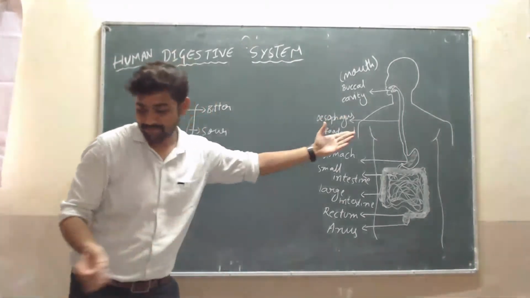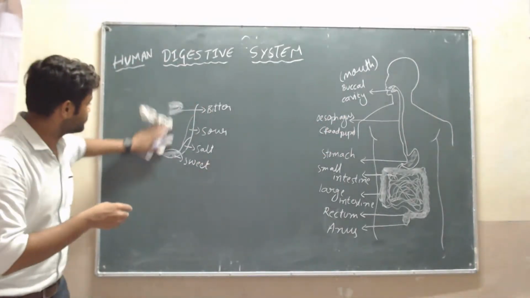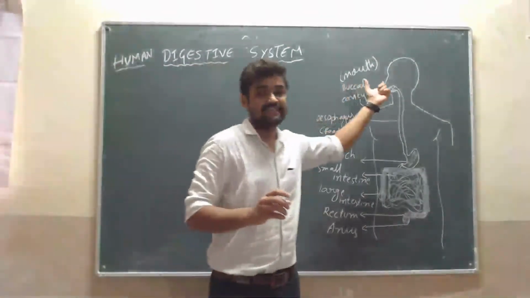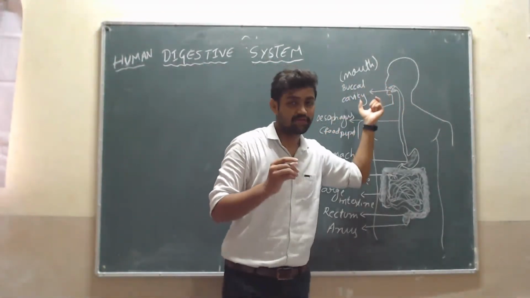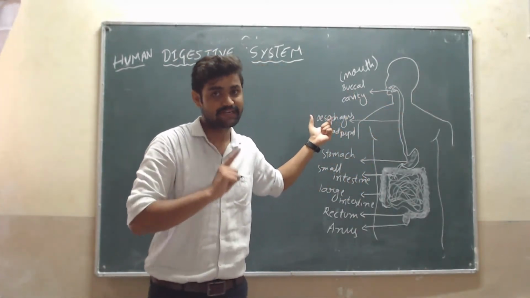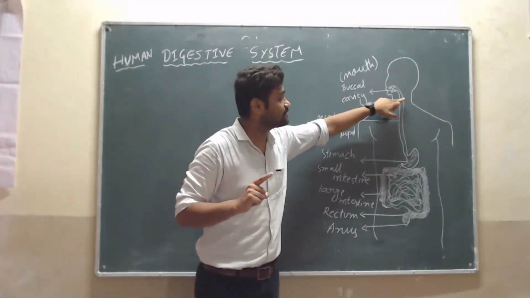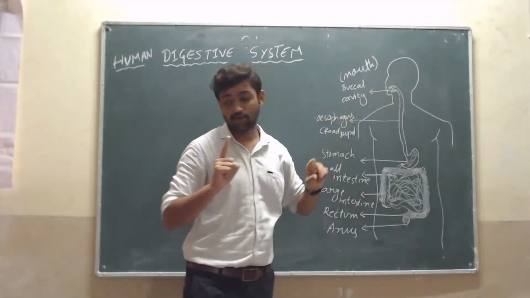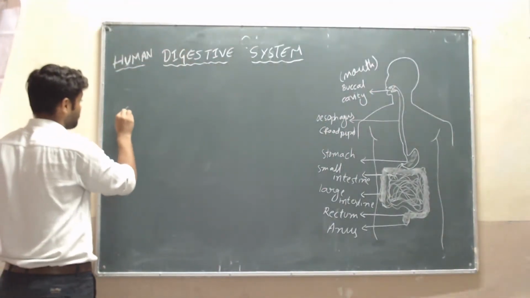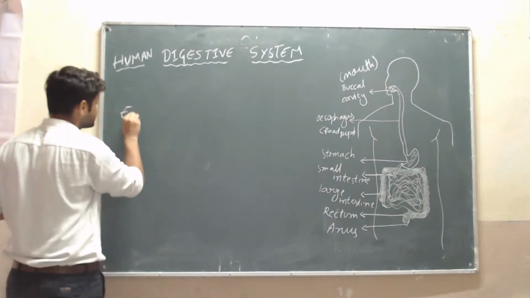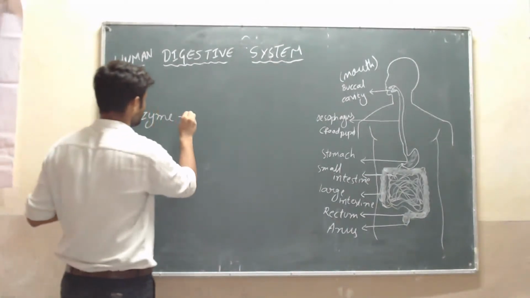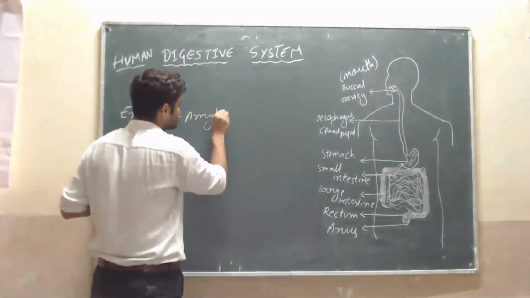Now come here. As we consume the food, it is divided into small pieces with the help of teeth, and that food mixes with the saliva with the help of the tongue. Food is here. One more thing happens: the mouth secretes an enzyme, that is amylase.